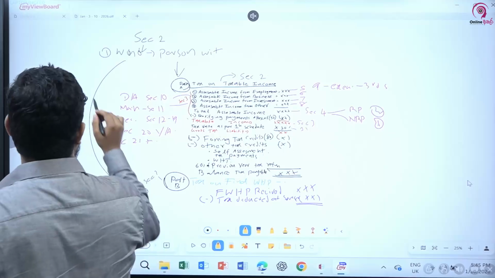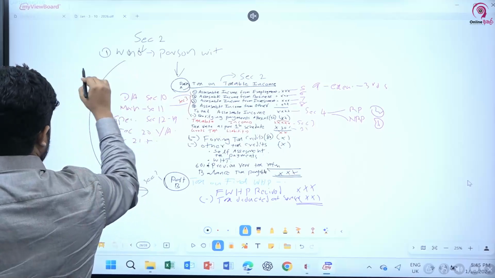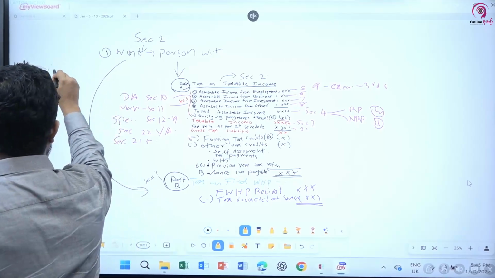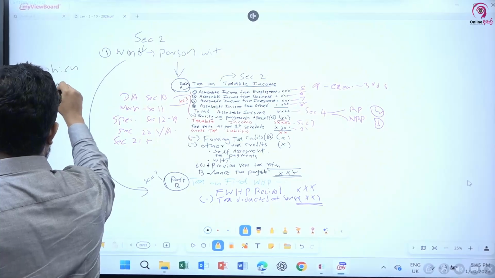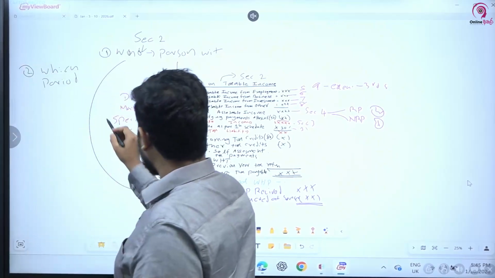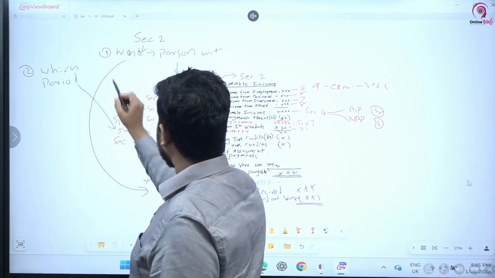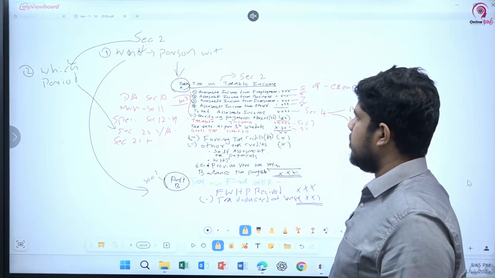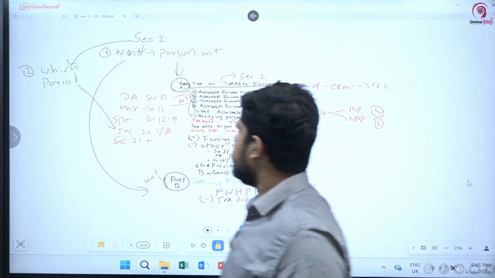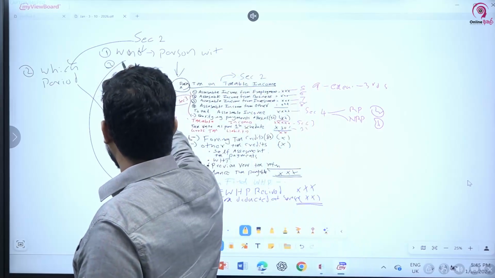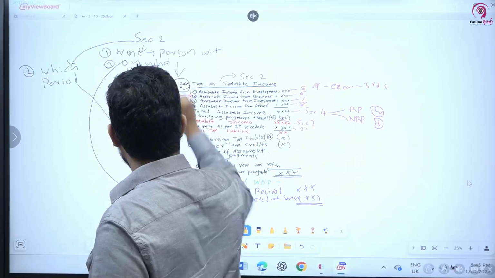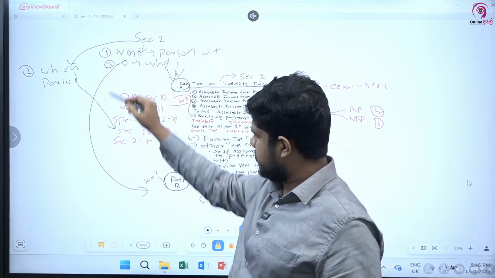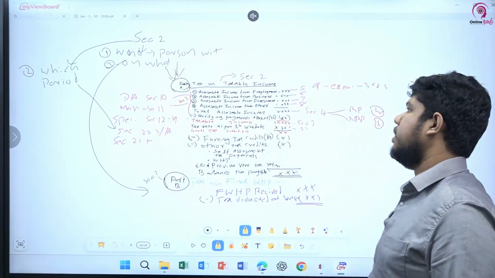Then the second question was, which year, which period? That was discussed under section 12. Section 2, section 12, section 20. Third, on what? That's also the same thing: taxable income and final withholding payment.